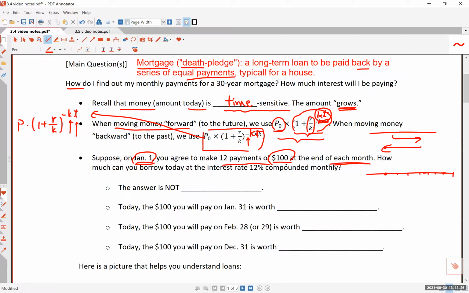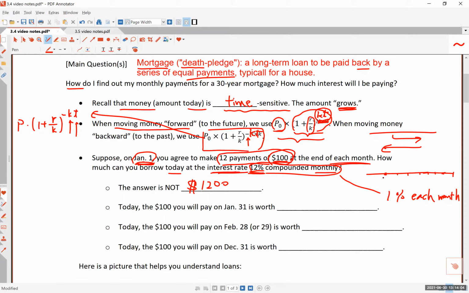Because again, the amount of money you can borrow today is not how much you can pay over the next 12 months. How much can you borrow today according to the calculations of compound interest? Let's say the interest rate is 12%, a very high interest rate, compounded monthly. By the way, as you know, this means 1% each month, and that's what makes it 12% compounded monthly. So the answer is not $1,200. It's not the sum of all your future payments.